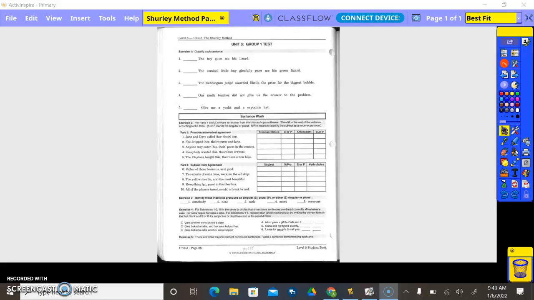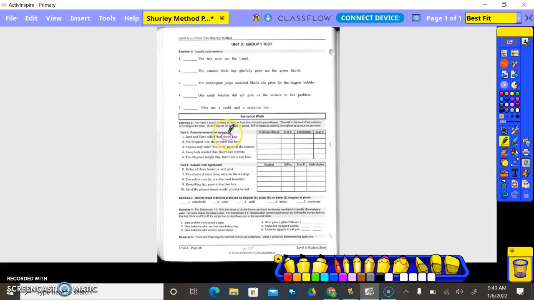Pronoun antecedent agreement. Jane and Dave called their dog. Okay, so what's our pronoun choice? What do we circle? Their. Is that singular or plural? Plural. What's their referring to? Dog is singular. So Jane and Dave. And then Dave and Jane are plural.